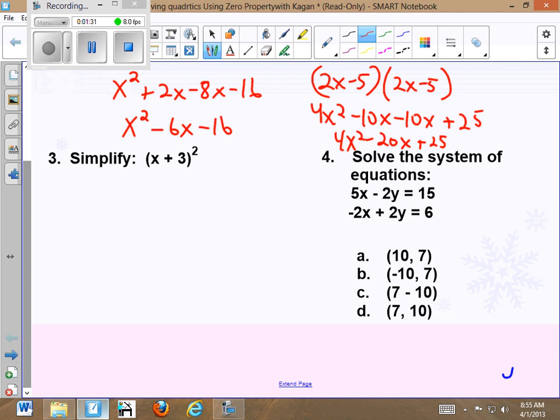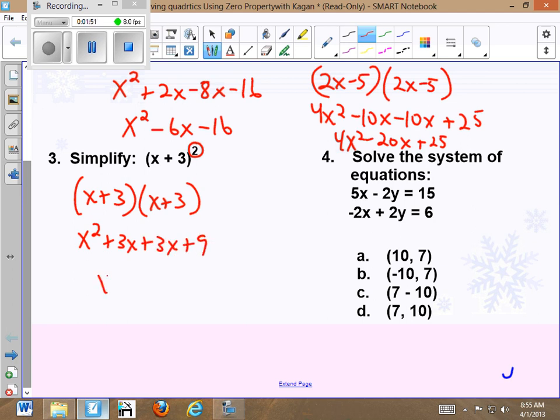Same thing with number 3. x plus 3 times x plus 3, because that's what this little exponent right there says. It says multiply the base by itself that many times. So this is what it looks like. x squared plus 3x plus 3x plus 9. x squared plus 6x plus 9.